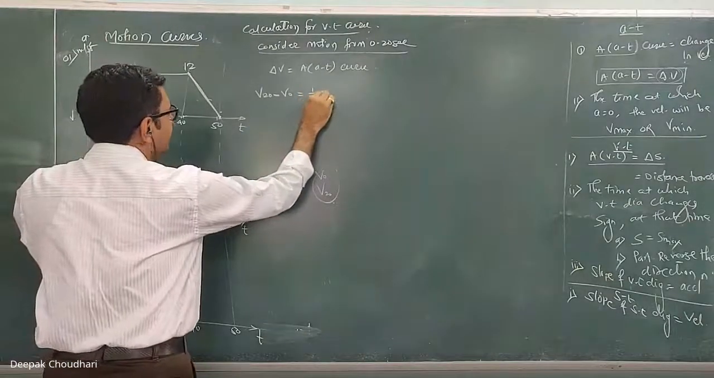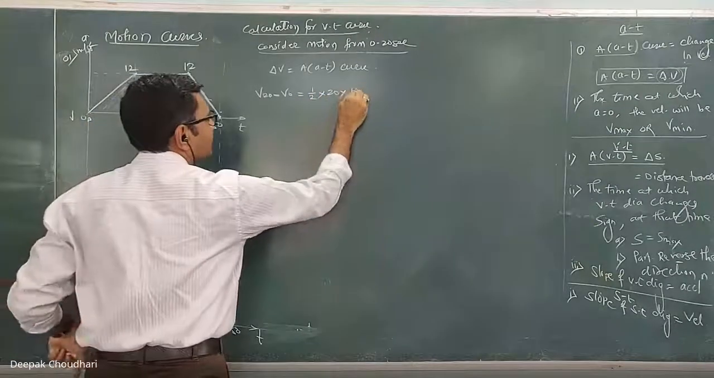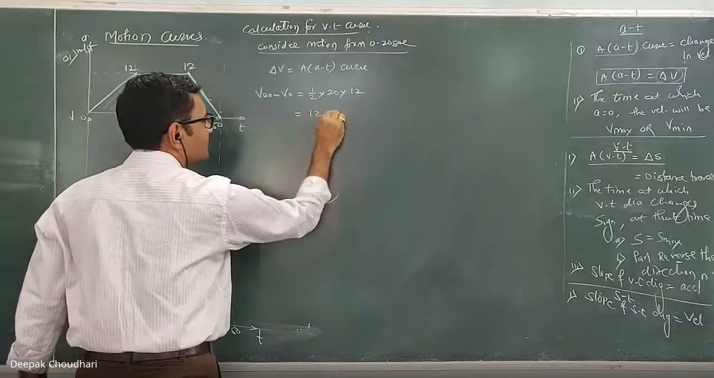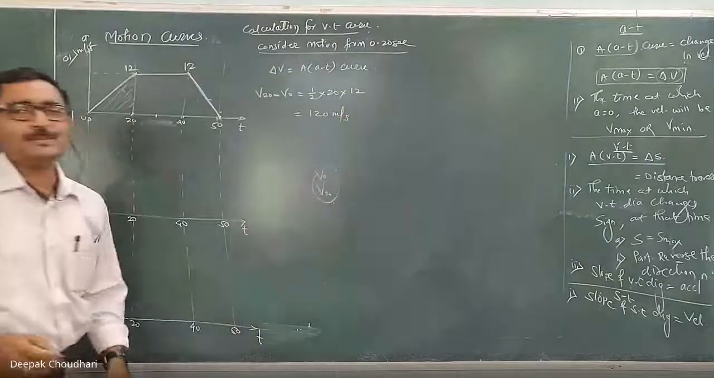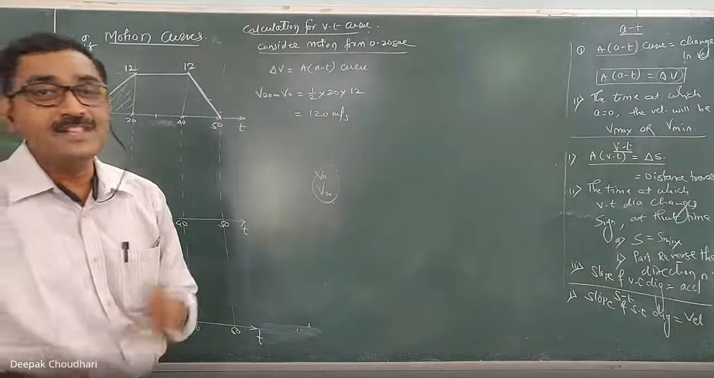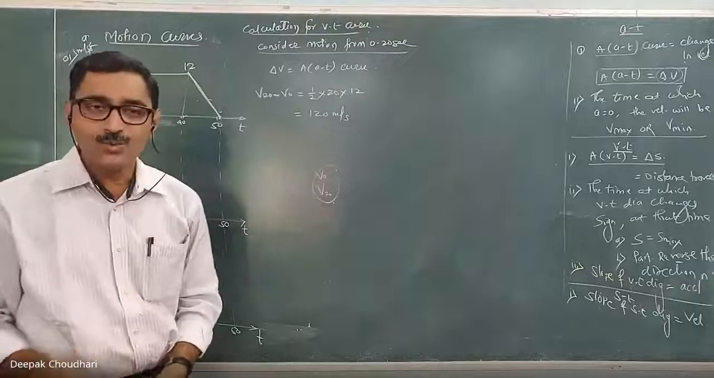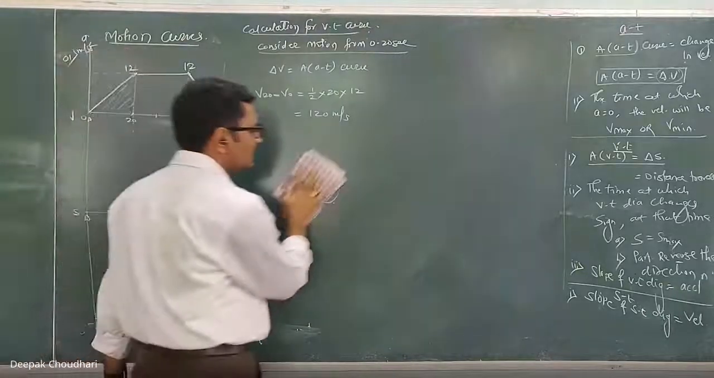It is half into base. Base is 20 seconds. And how much is the height? Height is 12. So which is equal to 120 meter per second. So this 120 meter per second is what? It is not the velocity at 0 or velocity at 20. Here it is actually the change in velocity in this interval of time. 120 is the change in velocity in this interval of time.